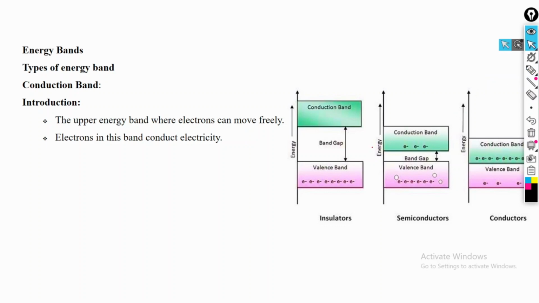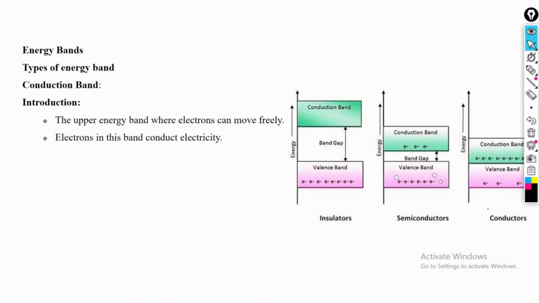So this band gap is very high. So the electron requires much energy to transfer to the conduction band. Therefore, we call them an insulator. An insulator requires much energy to transfer the electron from the valence band to the conduction band, and therefore it does not conduct electricity and heat.